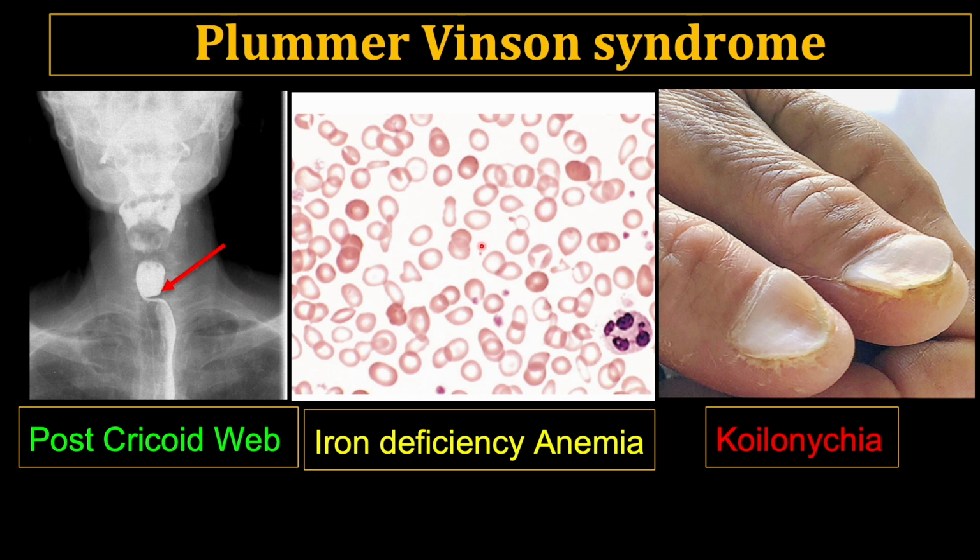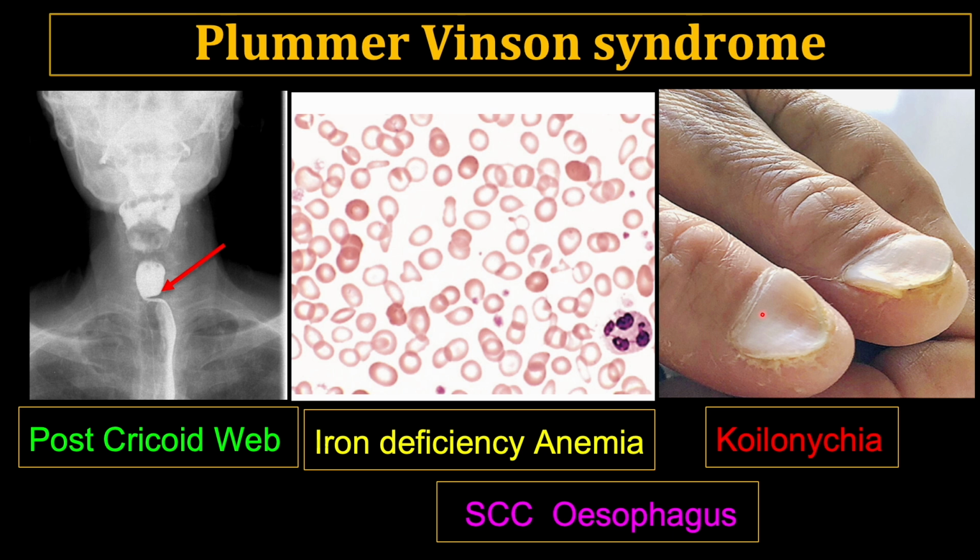Iron deficiency anemia is a microcytic hypochromic anemia. Koilonychia refers to spoon-shaped nails. These triads come under Plummer-Vinson syndrome. This syndrome is important because it is a risk factor for development of squamous cell carcinoma of the esophagus. This syndrome is also known as Paterson-Brown-Kelly syndrome.